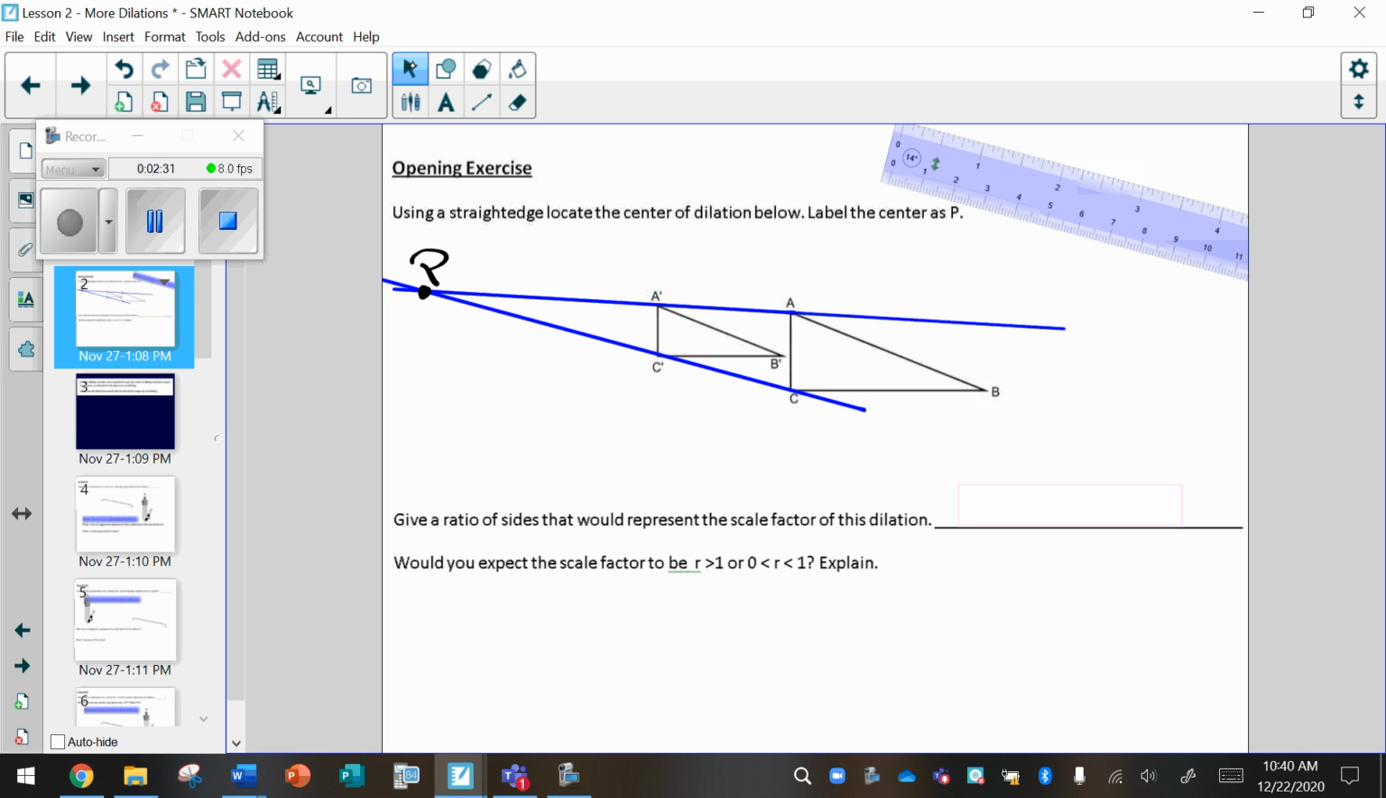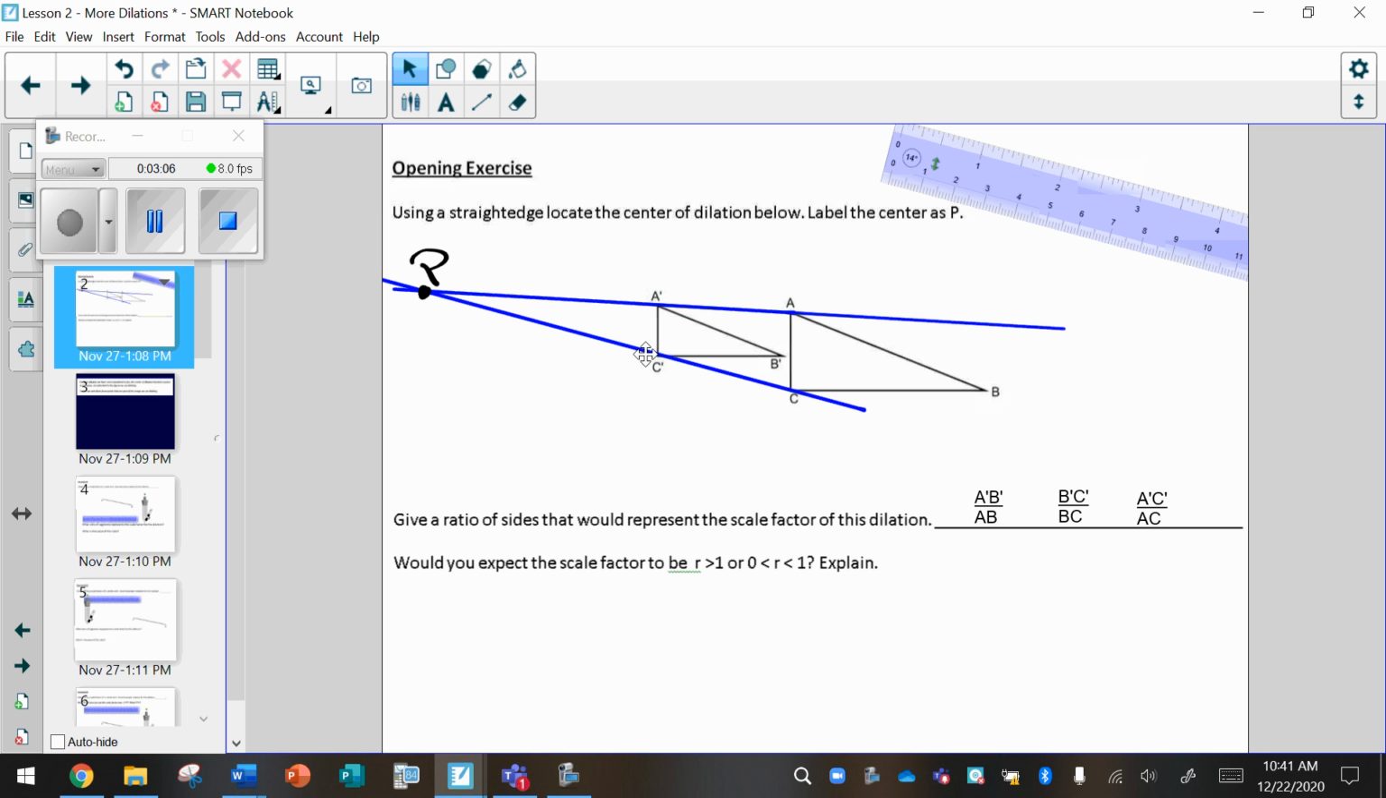The ratio of the sides that we could use, like we talked about in the last lesson, we always have to write our ratio as image divided by pre-image. So there's several different ways we can write this. We could write A prime B prime over AB, B prime C prime over BC, A prime C prime over AC. And don't forget, we can also do A prime P over AP, C prime P over CP, and B prime P over BP if we wanted to do it that way. All 6 of those different ratios would lead to the same scale factor.